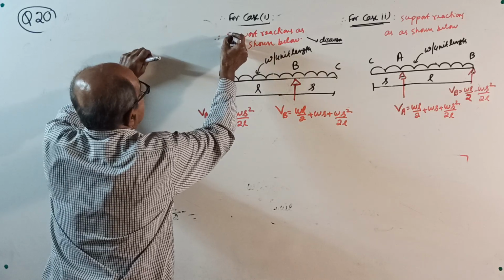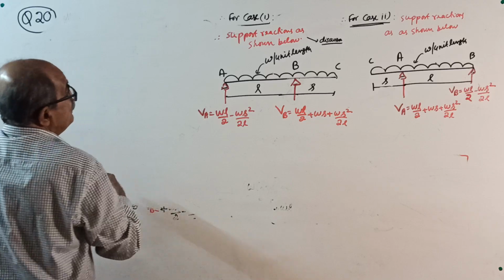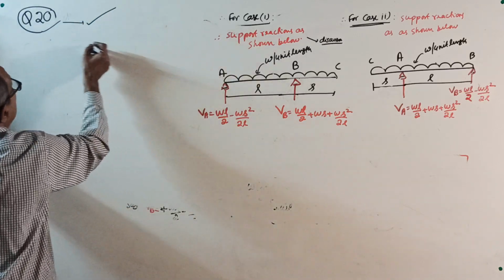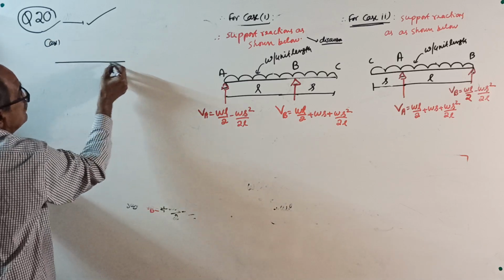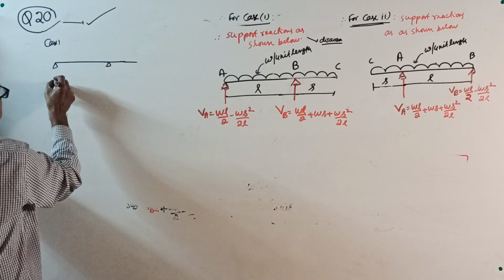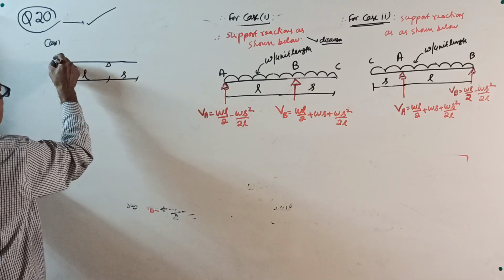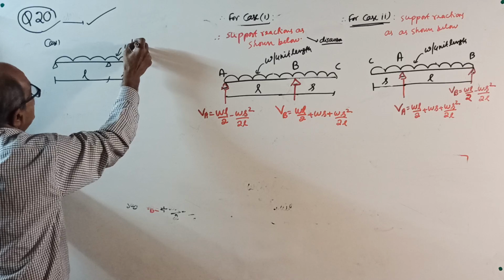Suppose I see. Now, do one thing. For those who are interested, consider case 1. If you are interested, do it; otherwise, not required. See, this is the beam. This span is L. This is S. The UDL is W per unit length.